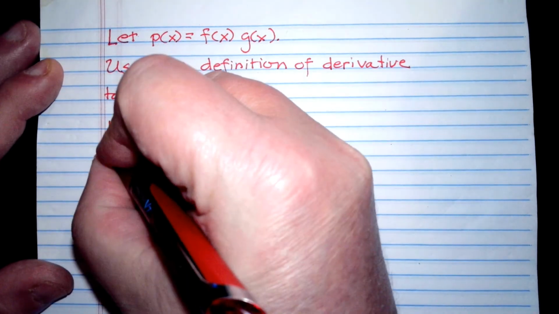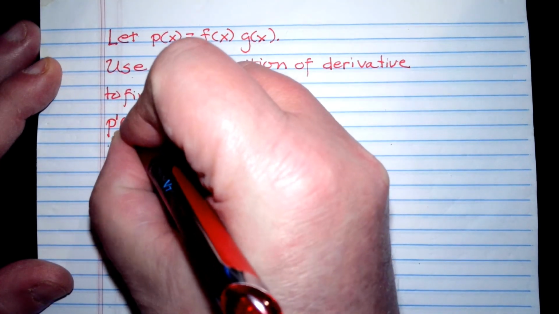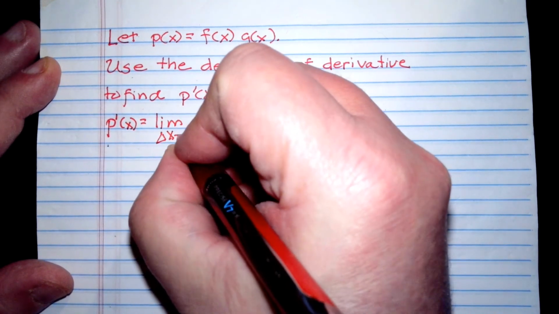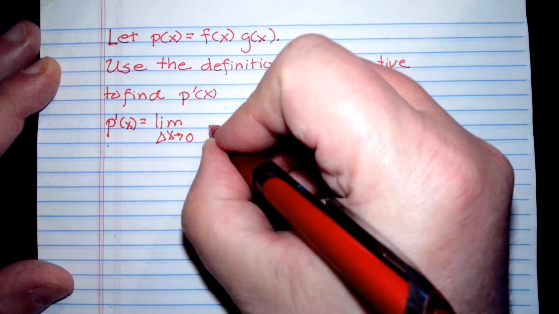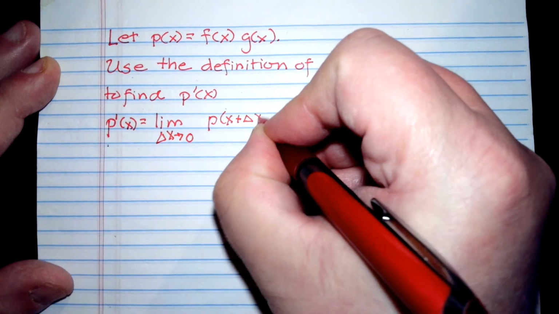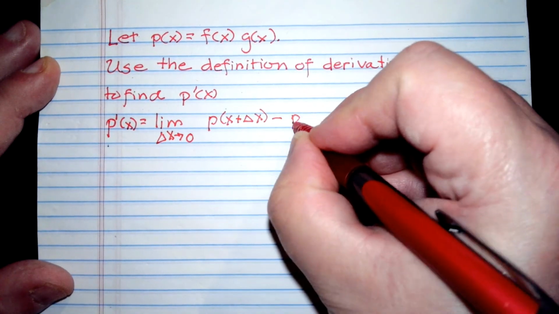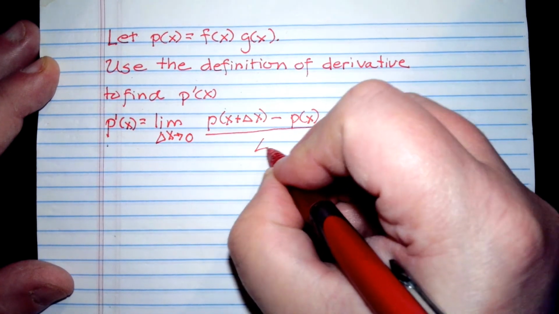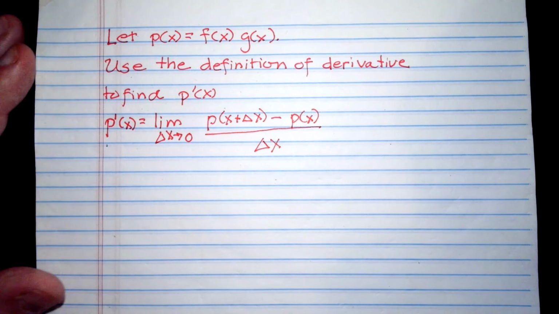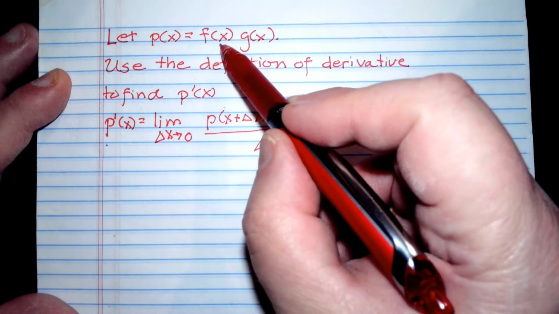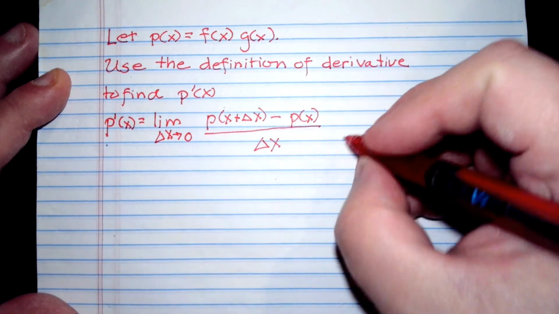Alright, so to find p prime of x, what we need is the limit as delta x tends to 0 of p of x plus delta x minus p of x over delta x. Alright, now what does all this mean? Well, p of x is defined in terms of f of x and g of x.